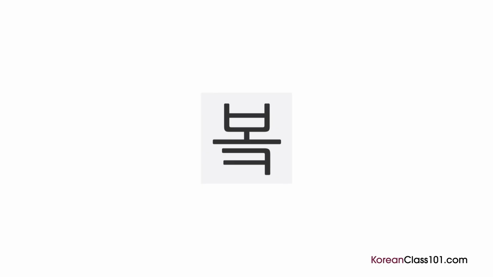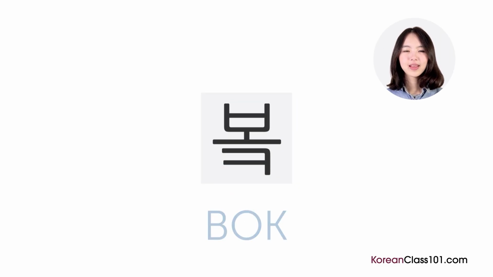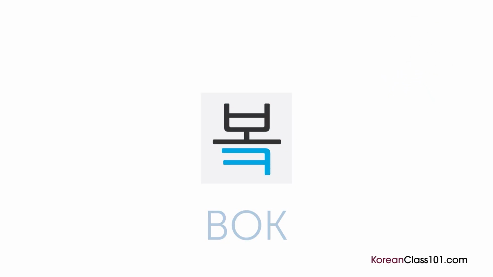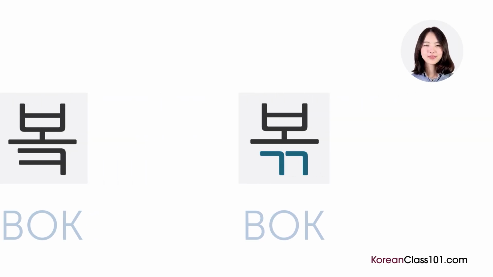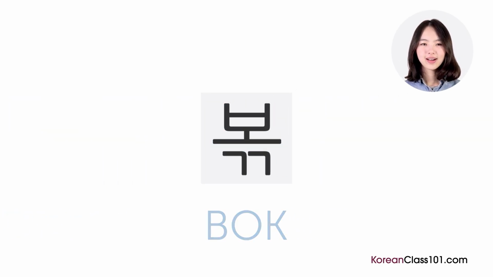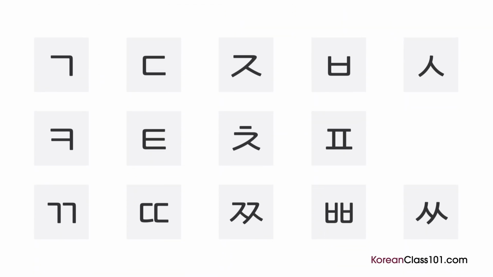And here's another example. 복. Although it has an aspirated consonant at the Batchim position, it sounds the same as the last one. It's the same for the tense consonant. 복. To summarize, if you see a strengthened consonant in the Batchim, remove the strength from it. You can apply this rule for all consonants that have a pair of aspirated and tense consonants.